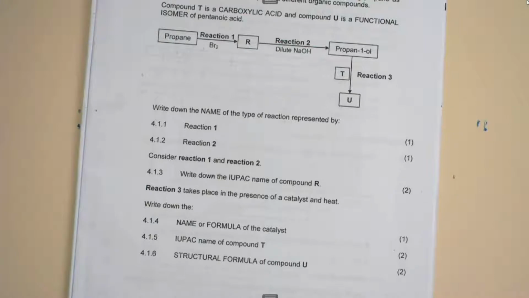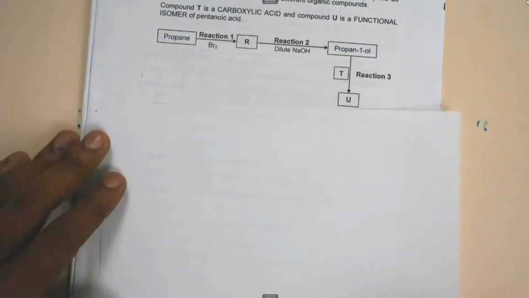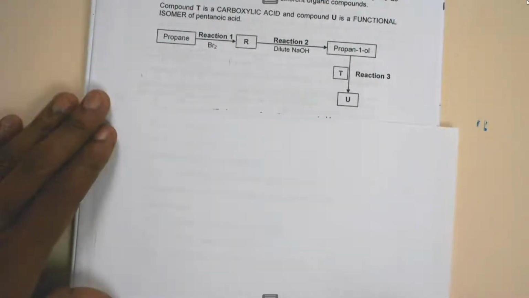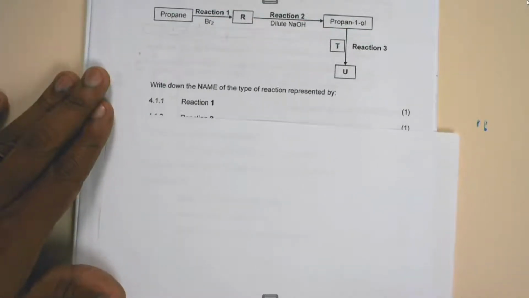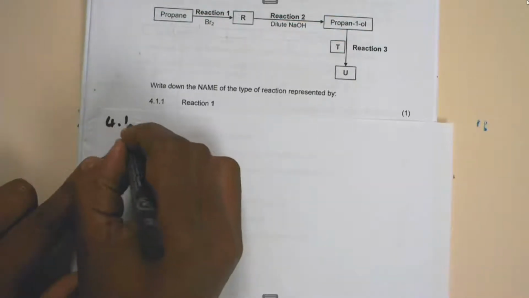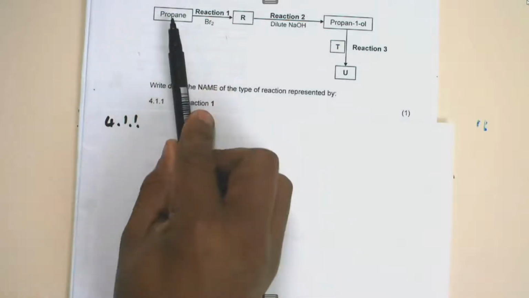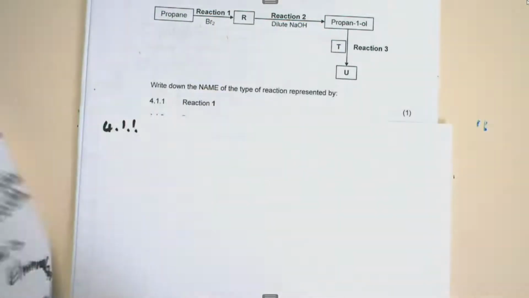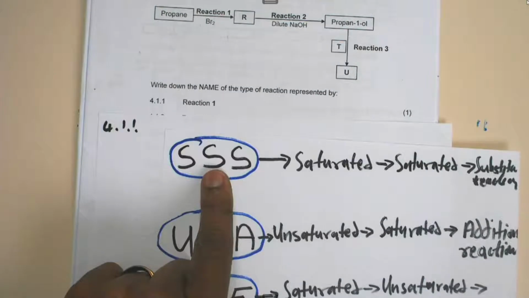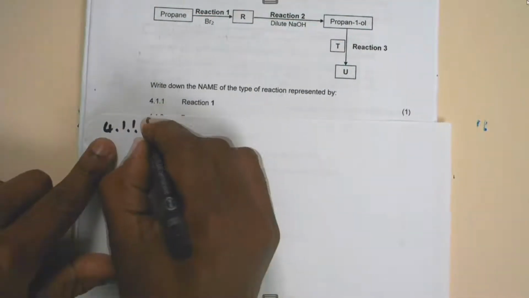The very first one says write down the name of the type of reaction that is represented by reaction 1. So 4.1.1, we already said we are moving from saturated to saturated, so it should be substitution. Very easy, substitution.